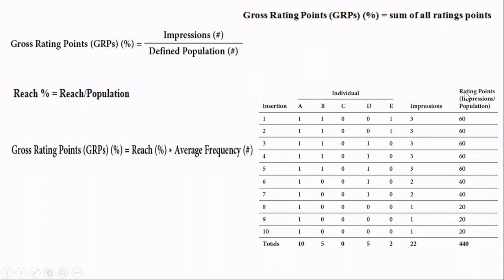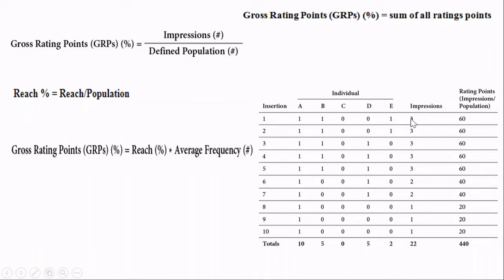Okay, and then what you could do is determine the basic rating points. It's just basically calculating the number of impressions divided by the population, then you multiply it by 100. It doesn't show the 100 there, but that's how that works.